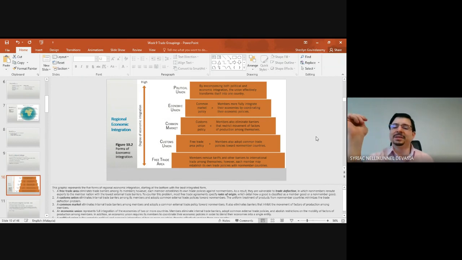Then we have economic union. Members more fully integrate their economies by coordinating their economic policies. If you look at the European Union, it is an economic and political union. By encompassing both political and economic integration, the union effectively transforms itself into one country. Though they're all independent countries, when it comes to trade, there's a free movement of goods, services, and people. That means people can go to any country without a visa. They can drive across the border, purchase goods, get a job, and so on. So this is the highest level of economic integration that we're looking at.